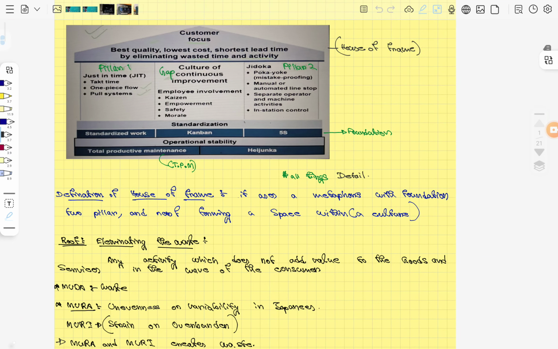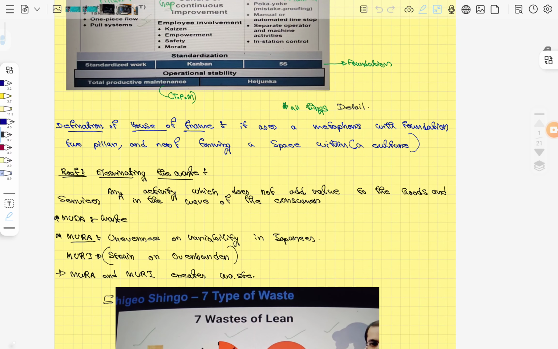Then the three pillars: pillar one is just in time. Pillar two is the culture of continuous improvement, also called Kaizen empowerment. And the third is Jidoka or Poka-yoke, mistake proofing, that is manual or automated line stop and all these things. Just in time involves takt time, one piece flow and pull system. In combination with these, we have standardized work and Kanban, total productive maintenance, and 5S. The base is called Heijunka.